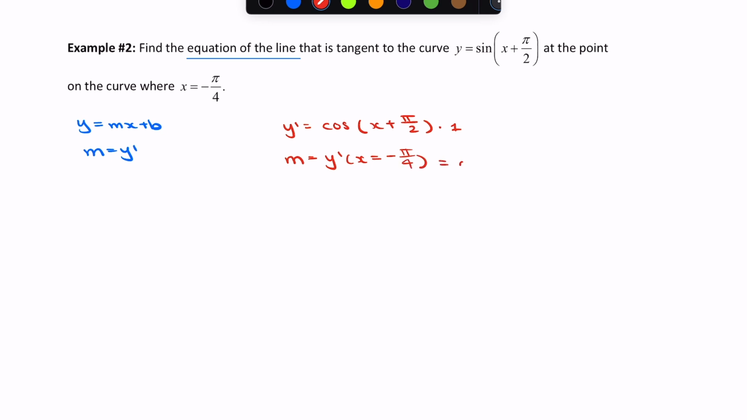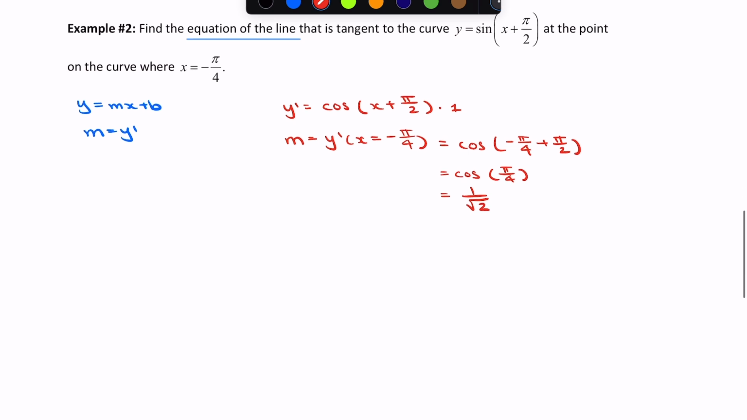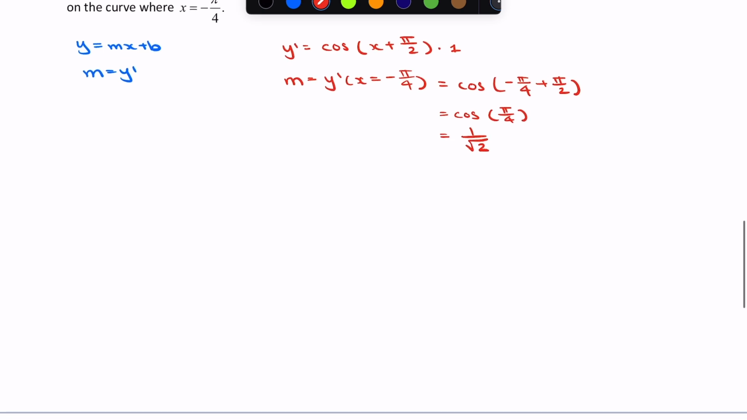So if we sub that into our equation, we have cos of negative pi over 4 plus pi over 2, which is equal to cos pi over 4, which is equal to 1 over square root 2. Here, we know that the point that we have is at negative pi over 4 and 1 over square root 2.